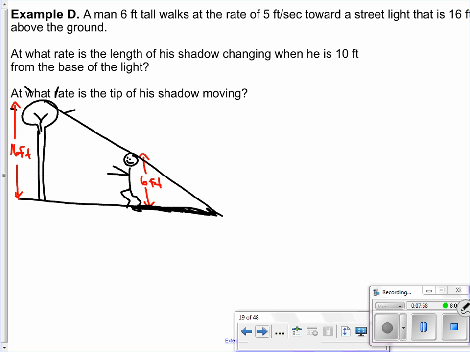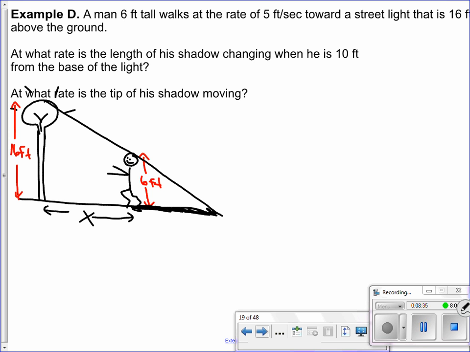We have to make sure that we've labeled the lengths that aren't changing with numbers. Are there any lengths that will be changing that we need? Because we are going to be looking for at what rate the length of the shadow changes, and we're also told he's walking at the rate of 5 feet per second. So what lengths are we going to have to worry about that are changing? Yes, right. What do you want to call it? X, lovely. We're going to let X be the distance between the guy and the lamppost.